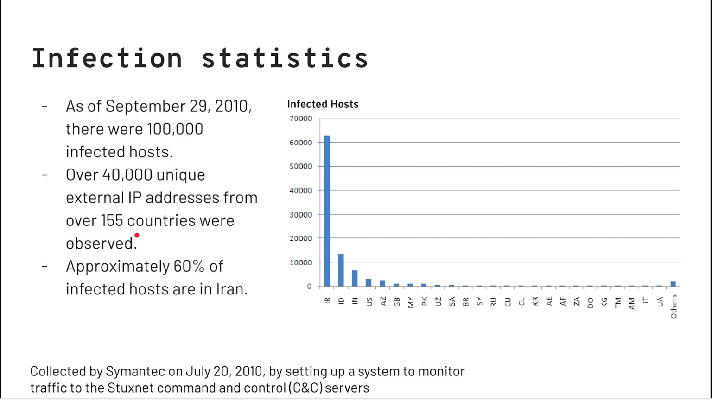So you see that even though Stuxnet was very targeted for a very specific facility, it did spread uncontrollably, and it was discovered in many more locations of the world, not just a specific facility, but more than 150 countries. Approximately 60% of the infected hosts were in Iran, as you can see from this graph here, that most infected hosts were in Iran.